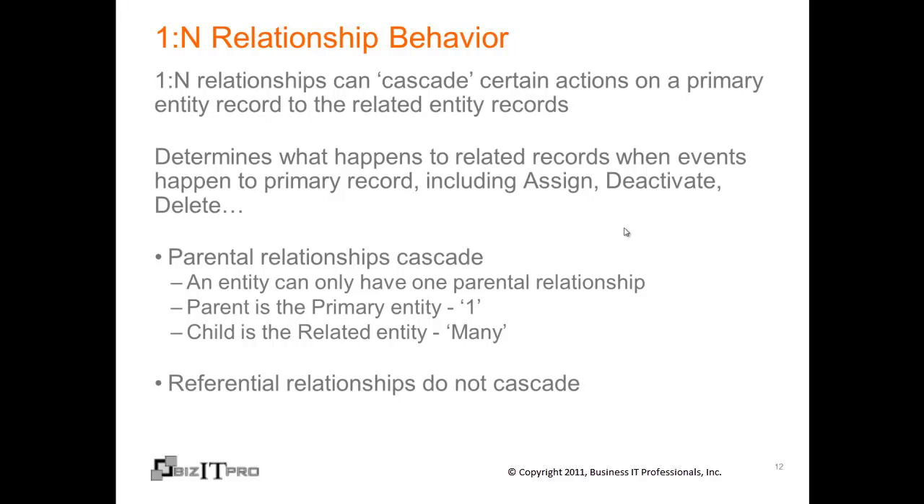The parent is the primary entity, or the one, and the child is the related entity, and the many. The cascading behavior would suggest that, for instance, if you have an account and you delete the account, that it would also delete all the contacts if the relationship between account and contacts was defined to be parental. Referential relationships do not cascade, but they do have some special relationship behavior.